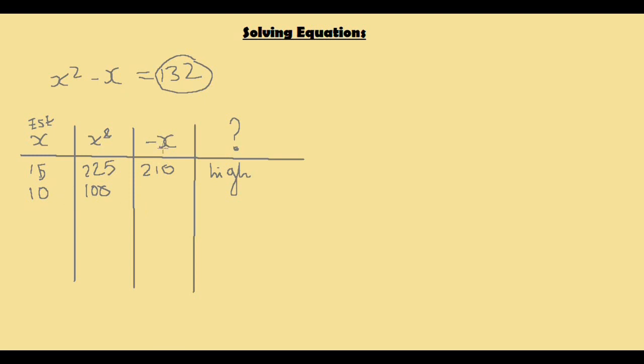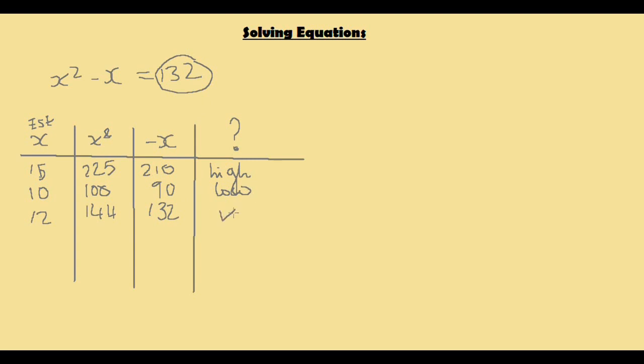So we know it's somewhere between 15 and 10, because 15 was too high, 10 was too low, so it's going to be somewhere in between. So let's choose 12 and see how that goes. X squared, 12 times 12 is 144. Take away x, so take away this 12. So 144 take away 12 is actually 132. And if you look at the answer, we can say that this is actually correct and put a nice big tick there and say that x equals 12.